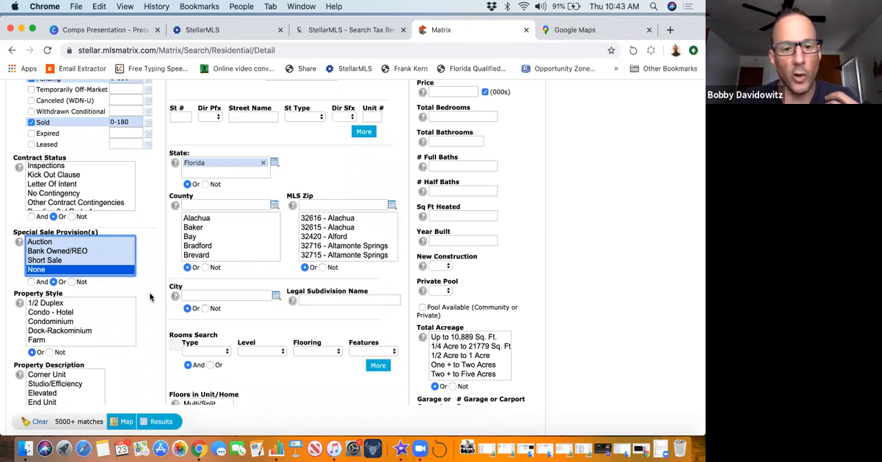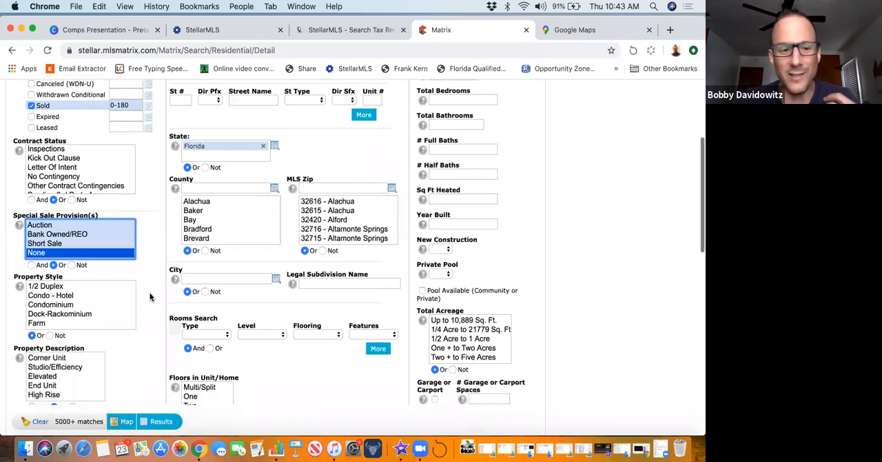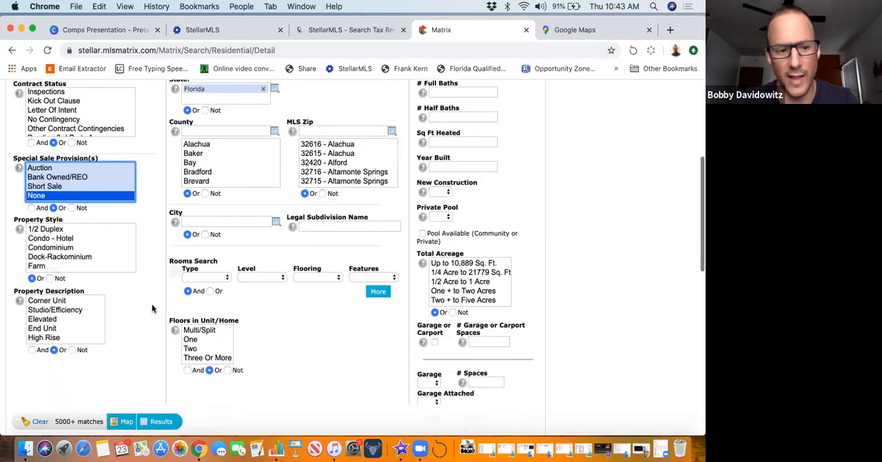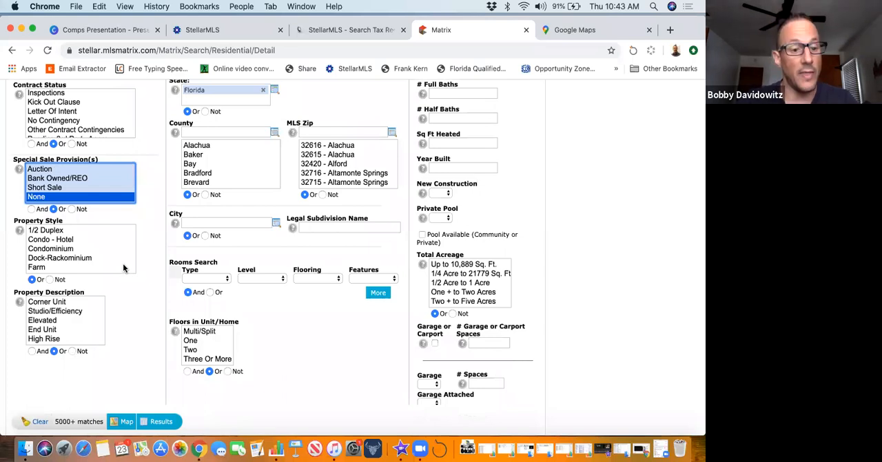Now, granted, these days even bank owned properties aren't selling that much lower than traditional properties. Banks aren't giving out the same kind of deals they used to. So you could technically not click this, but for now I'm going to click it because this is usually what I like to see, is traditional sales. Okay. And then we're going to look at property styles.